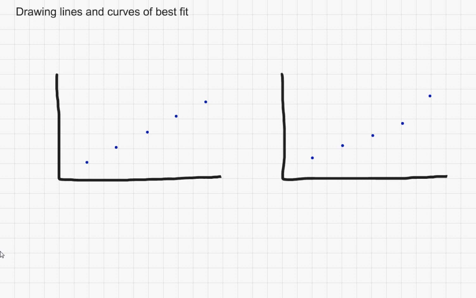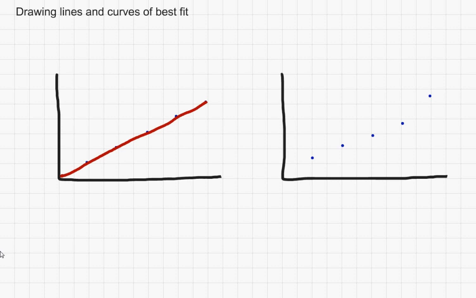They're going 2 across and 1 up every single time. So our line should go exactly through all those points. That'll give us a very nice line of best fit. Now if we look at the one on the right, unfortunately those points aren't quite on the lines where they should be, maybe. But we can usually draw a line of best fit.